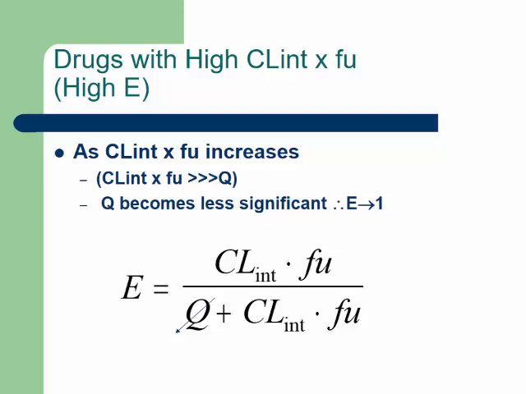So the rate limiting step is getting the milk in from the farms, and so this is what's happening with high extraction drugs where the E is approaching 1. We see that the rate limiting step, well, here intrinsic clearance times fraction unbound is much, much greater than Q. Q is the rate limiting step here. So Q falls out of the E equation, so E becomes approximately equal to 1 here, doesn't it?